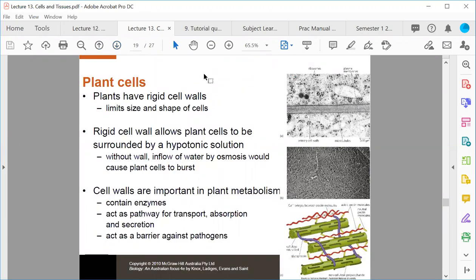Now moving on to plant cells. Unlike animal cells, plant cells of course have rigid cell walls, and this limits both their size and their shape, and of course those plant cell walls tend to be very closely connected to each other. So they tend not to have that extracellular matrix that we see in connective tissues and other tissues in animals.